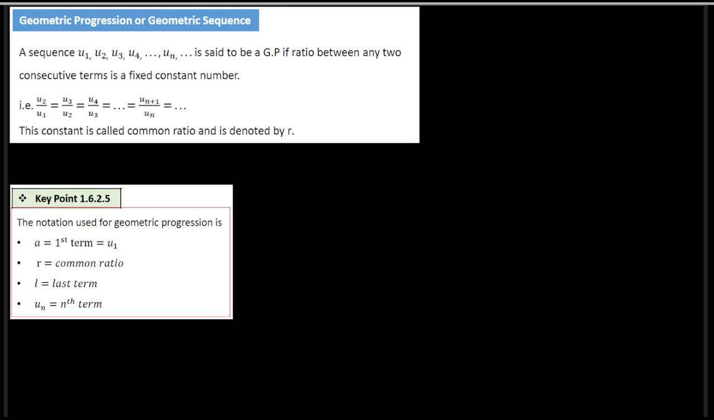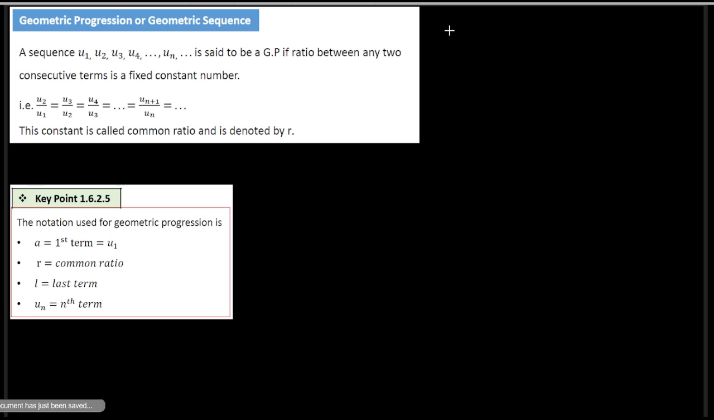Geometric progression or geometric sequence. A sequence u1, u2, u3, u4 up to un and so on is said to be a geometric progression if the ratio between any two consecutive terms is a fixed constant number. That is, u2 over u1, u3 over u2, u4 over u3, up to un plus 1 over un, they are all equal. This constant is called the common ratio and is denoted by R.